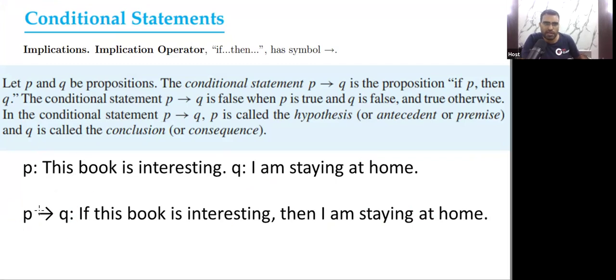In this P implies Q, P is called the hypothesis, antecedent or premise, and Q is called the conclusion or consequence. This is your implication statement, or you can call it a conditional statement. Conditional statement and implication statement are the same. Let's move on now.